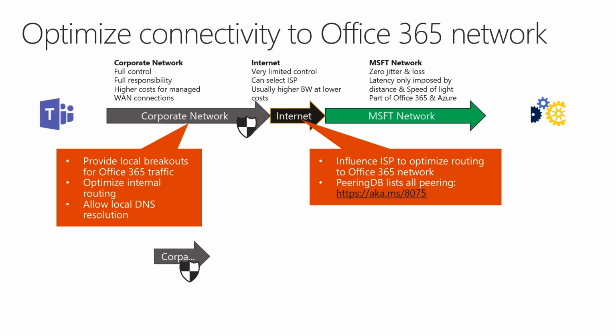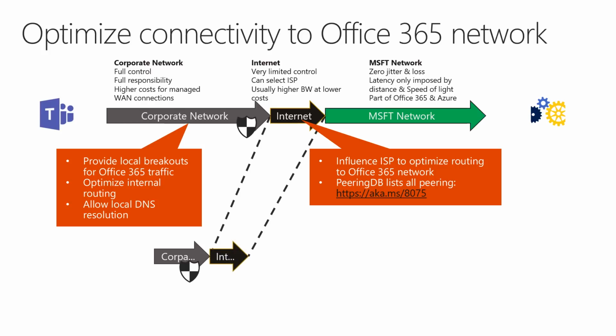In case your ISP is not willing to work with you and does not provide good peering, there's always the option to go to another internet provider who might give you better services. There's also a database, aka.ms/8075, that lists all the peerings that Microsoft has with the different internet providers.